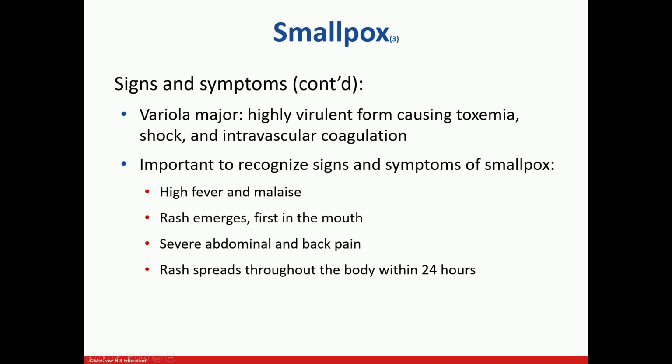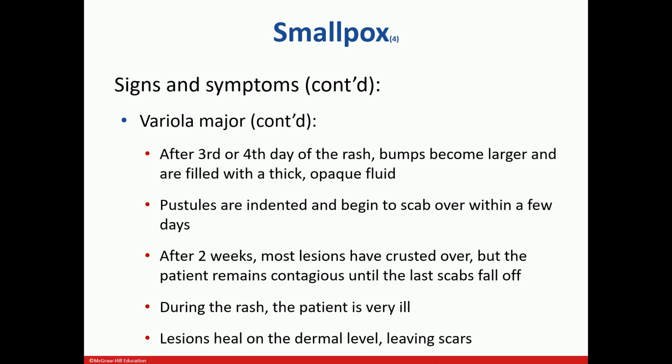Okay, we are discussing variola major, which is a severe form of smallpox. After the third or fourth day of the rash, these bumps become larger and are filled with thick opaque fluid. As I just discussed, these skin lesions go through different stages. Initially they are dry, and then they start getting filled with fluid. They begin to scab after a few days. After 2 weeks, most lesions have crusted over, but the patient remains contagious until the last scab falls off.